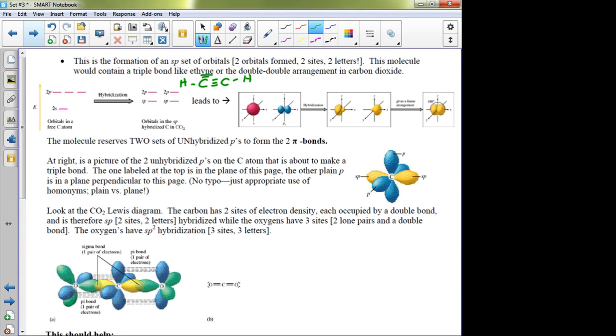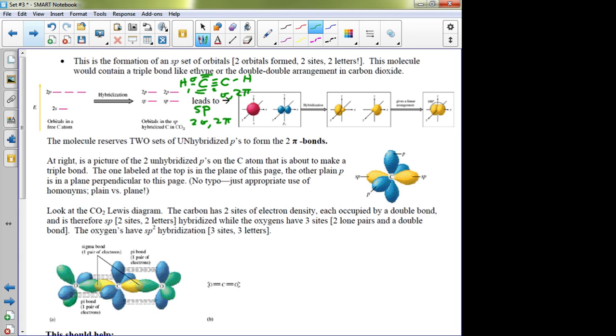Okay. So, how many areas of electron density are on this carbon? Two. So what would be the hybridization here? SP. Remember, with triple bonds, I have what? 1 sigma and 2 pi bonds, right? And then I've also got a sigma right here. So overall here, I've got 2 sigmas, 2 pi's. Does everybody see that?